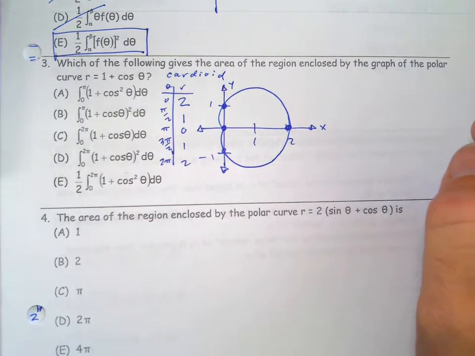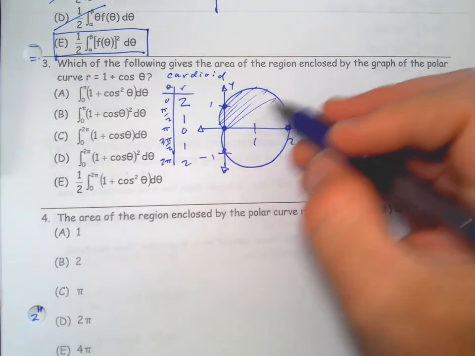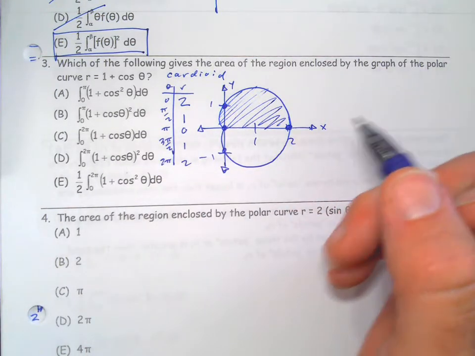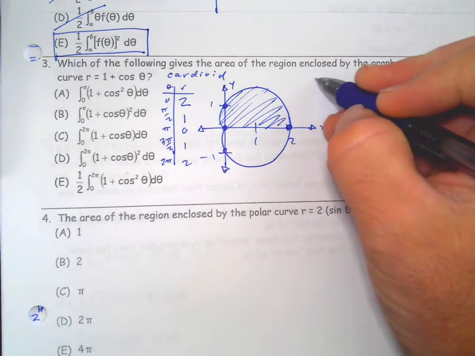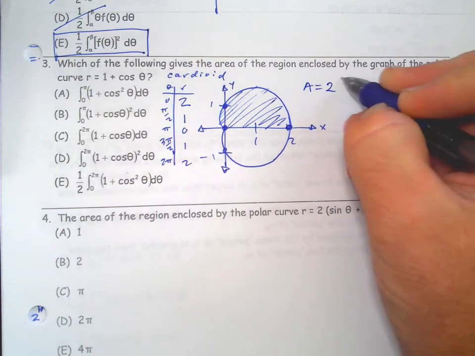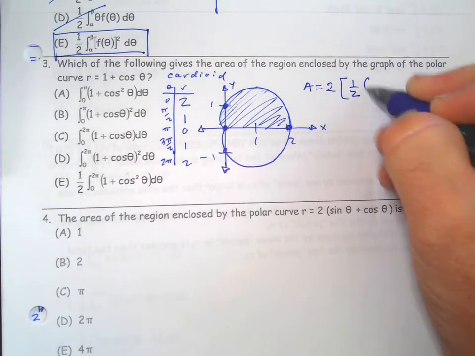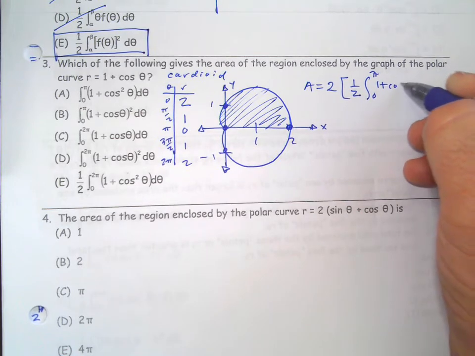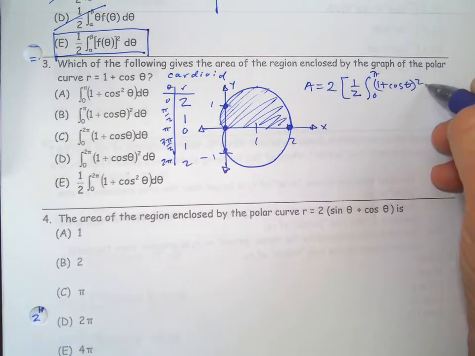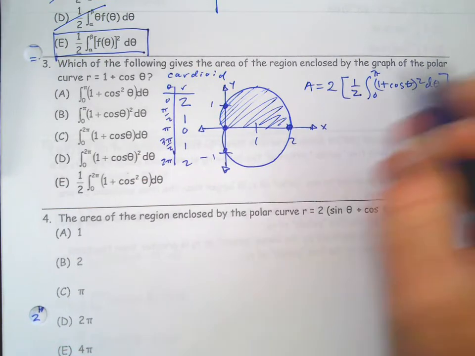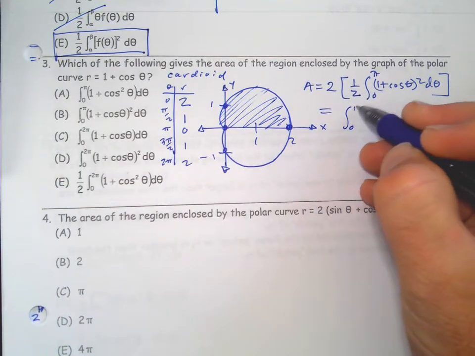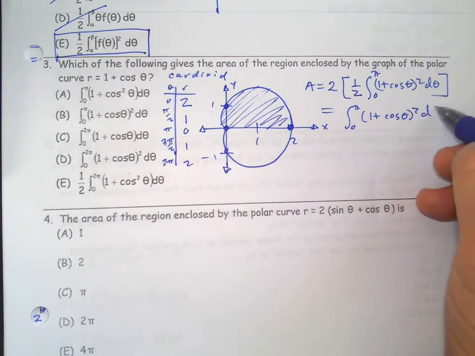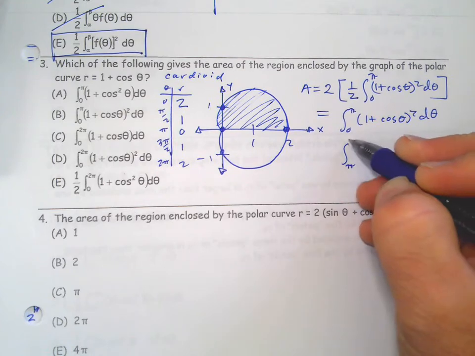So if we're trying to find the whole area, we could take advantage of symmetry. You'll notice most of these don't have the 1/2 in front, so we're probably going to do symmetry. So we would do A equals, I'm going to double the area from probably 0 to pi. It could be pi to 2 pi, right? Pi to 2 pi will give you the same thing.